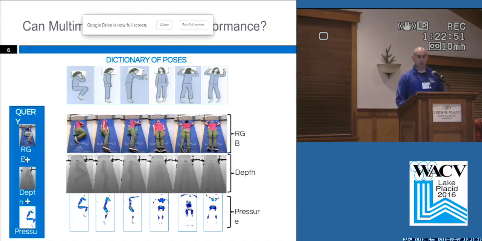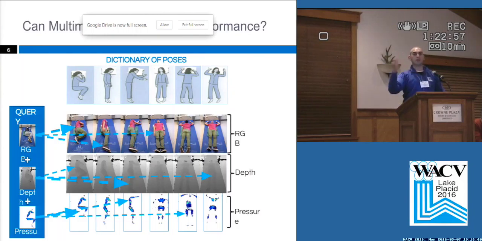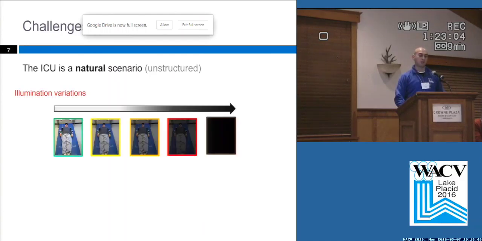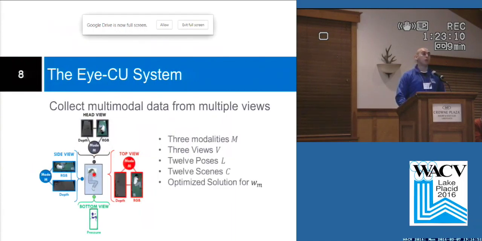Now we have this query, and each of them will be classified. Each of them will have some sort of candidate, and you're trying to find the best candidate for it. But the problem is that the ICU is not a natural scenario. You have a bunch of changes in illumination. You have occlusions. So now we put in a bunch of different views.